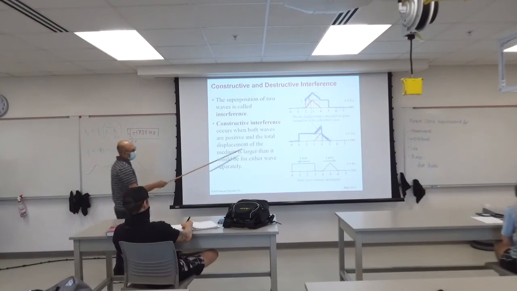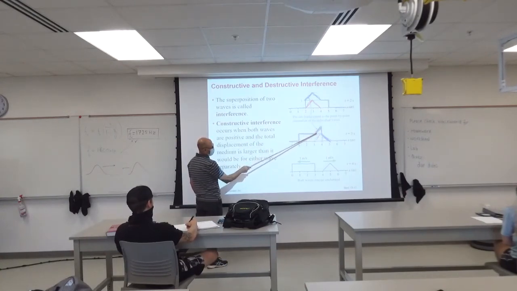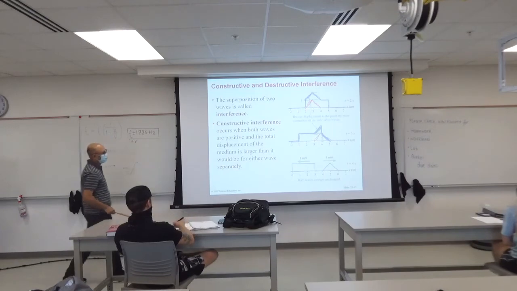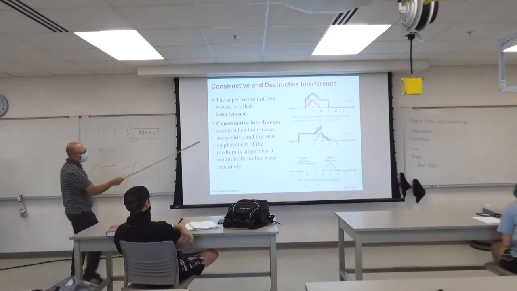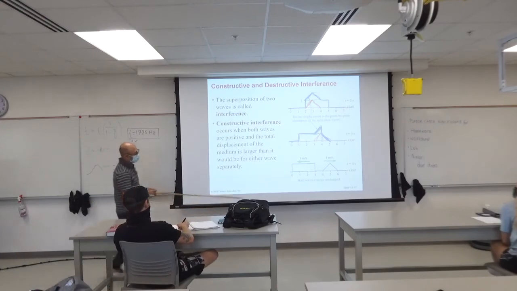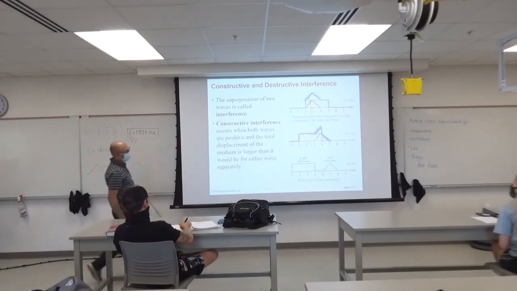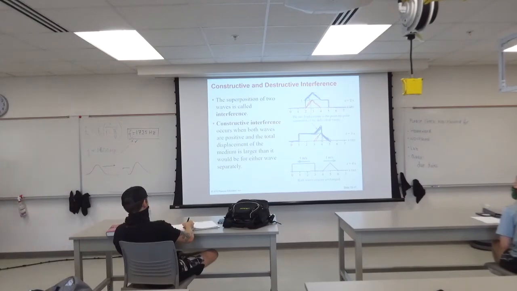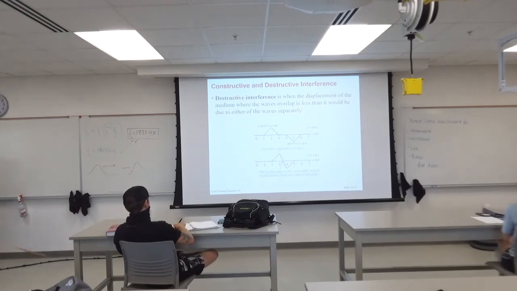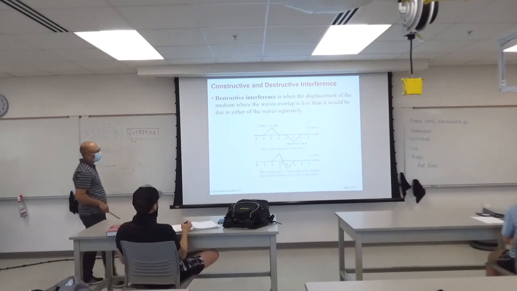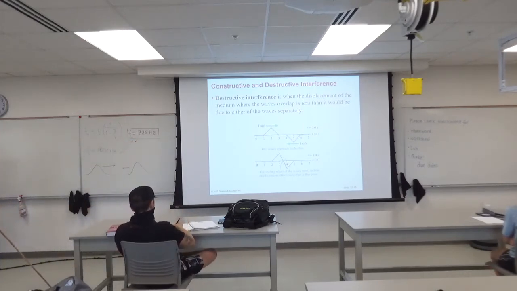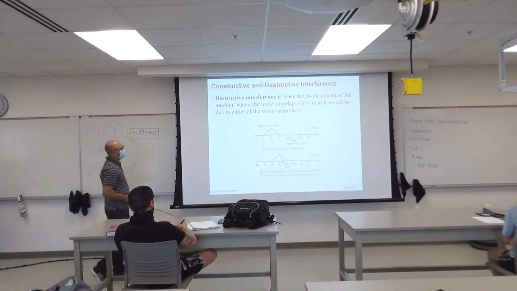And when the resultant wave has bigger height than the individual waves, then it's called constructive interference. So this is constructive interference because the resultant wave has higher height than the individual ones. Now there is another type of interference where the resultant wave has smaller height than the individual ones. So that kind of interference is called destructive interference.